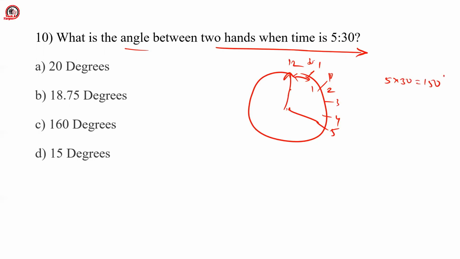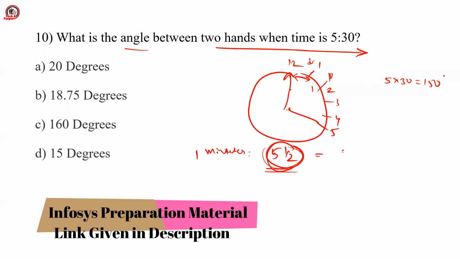And for every 1 minute, the relative distance traveled between the hour hand and the minute hand would be 5.5 degrees. This concept I've told you in that previous video only, which is a 2-hour long video. The link of that video will be provided in the description. You can go ahead and check that video as well. This thing has to be repeated for 30 minutes because they have given 5:30.